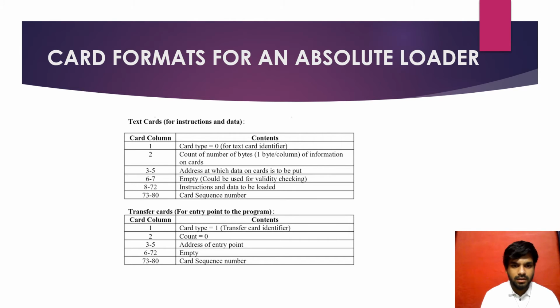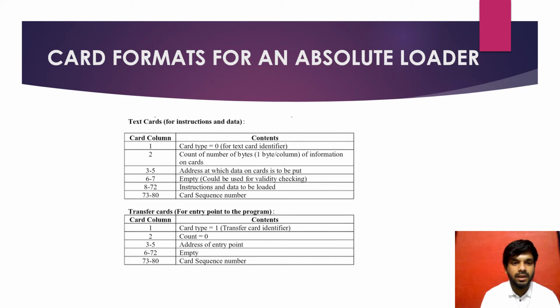For the text card, if the card type is equal to 0, then it is a text card. So when the card type is 0, it identifies that the text card identifier is used. Next is column 2, which is the count of the number of bytes, column 1 being the information on cards. It counts how many bytes are occupied in the card.